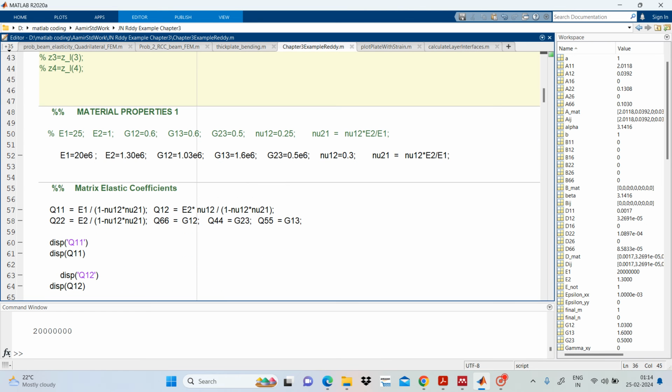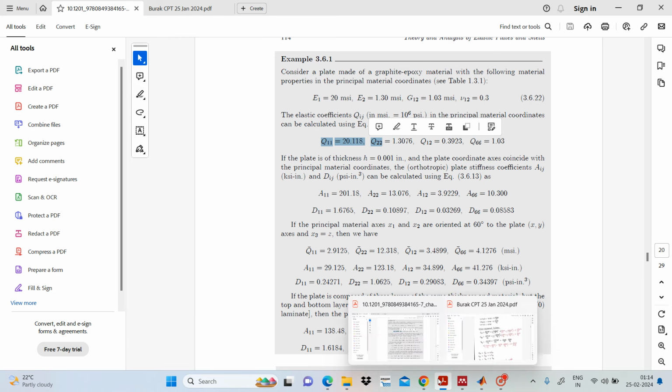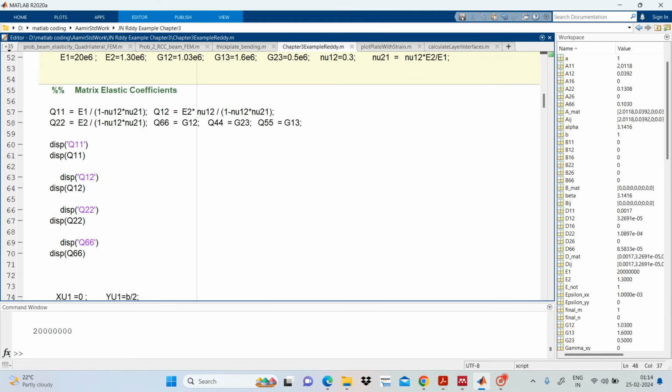Now we are given the material properties. E1 equals 20.6, E2, G12 and all. Now what it has asked in the first example, we can see, is the elastic coefficients Qij in the material properties. So first of all we have to find Qij. So we will see whether we are getting it or not. We will just run the code up to here.